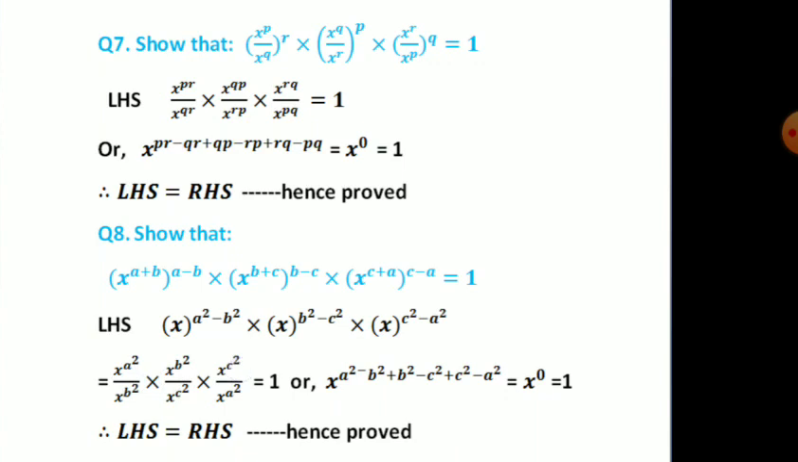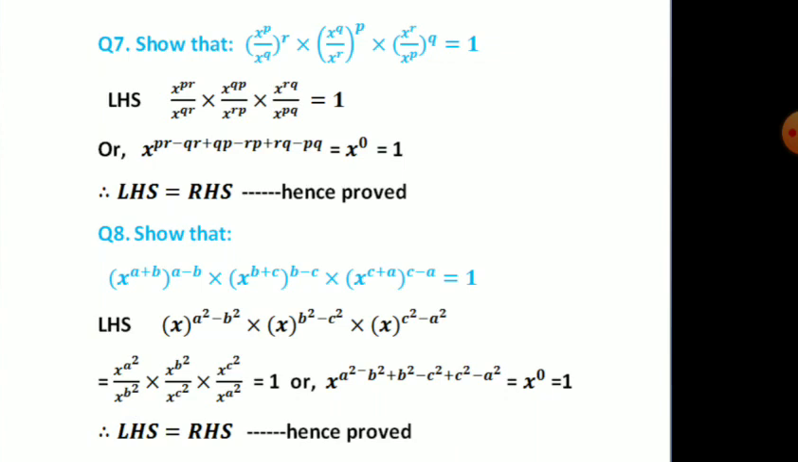Now again, as you can see, x^(a²) in the numerator and x^(a²) in the denominator will get cancelled. Similarly, x^(b²) and x^(b²) will also get cancelled, and x^(c²) in the numerator and x^(c²) in the denominator will get cancelled. That is equals to 1.